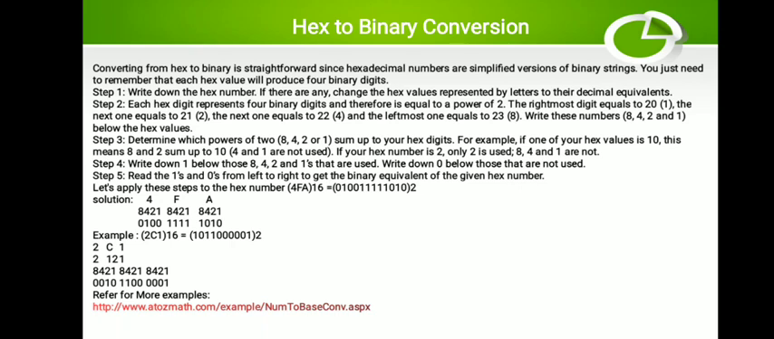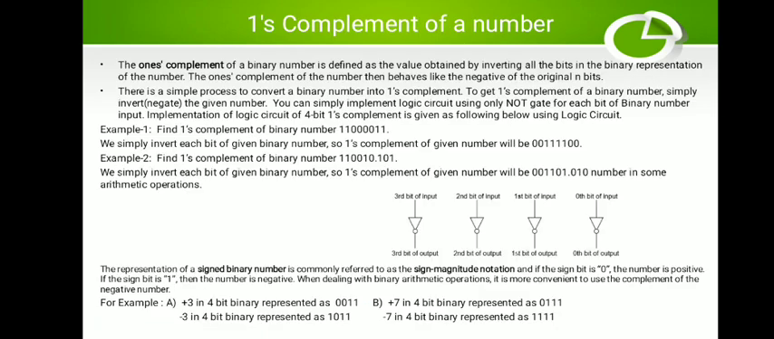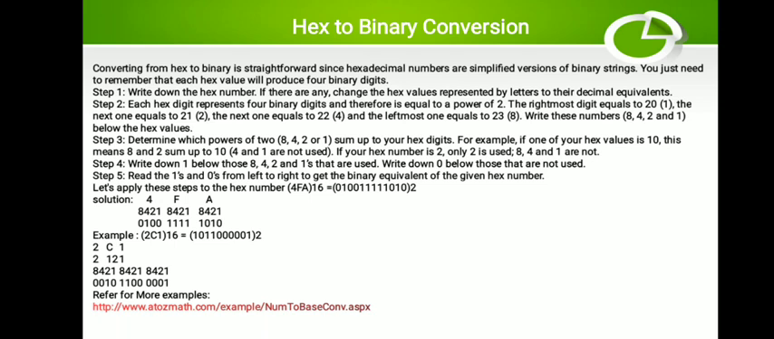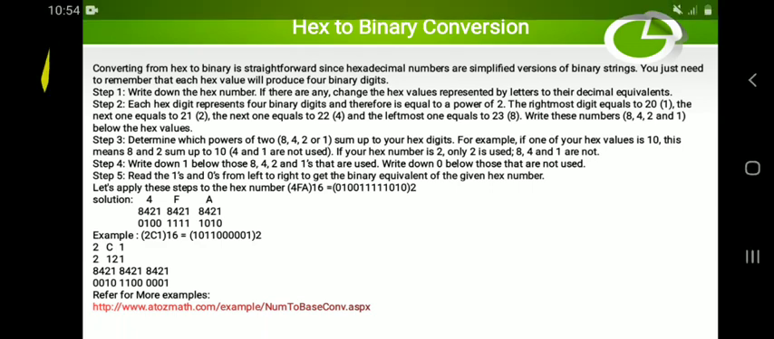Suppose we have a fractional binary number. So again, what is the method? After the decimal point, we will group the bits into 4-bit groups again to get the equivalent fractional hex number. But how to read? Not from LSB to MSB, but from MSB to LSB, that is from left to right. So this is how you convert a given hex number into binary, or convert binary to hex. The only thing you have to remember is that you have to practice more examples.